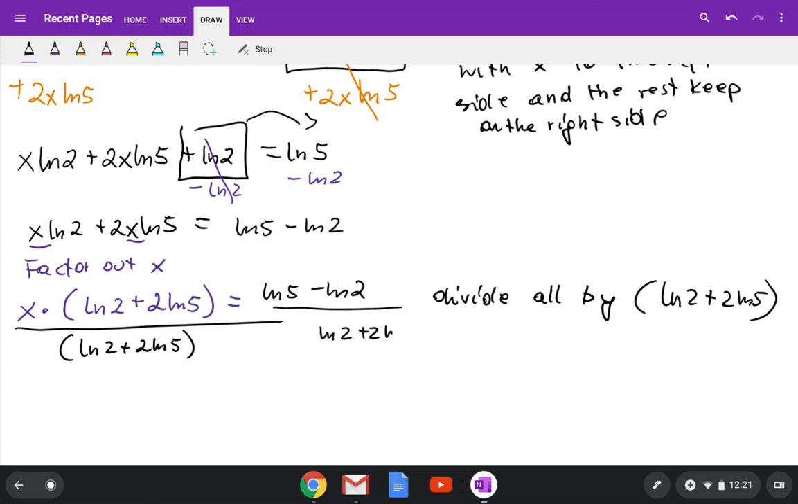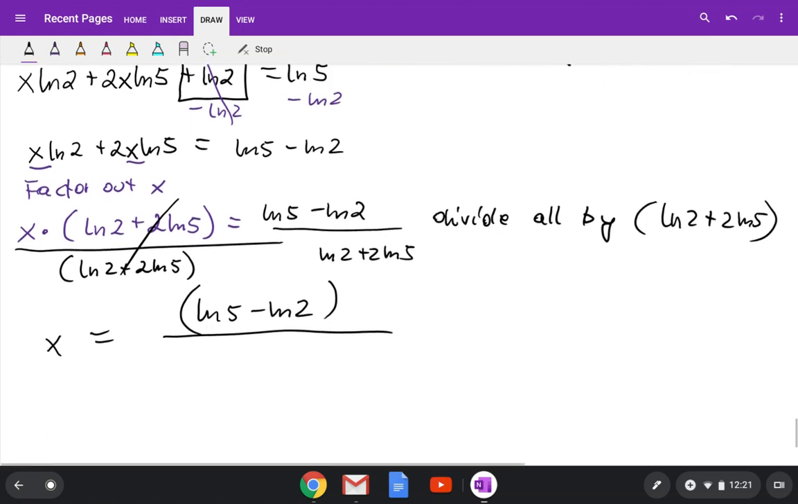Cancel, and we have x equal ln of 5 minus ln of 2 over ln of 2 plus 2 ln of 5. Since they want you to estimate the solution, you can plug it in that way in a calculator. That will give you about 0.234.